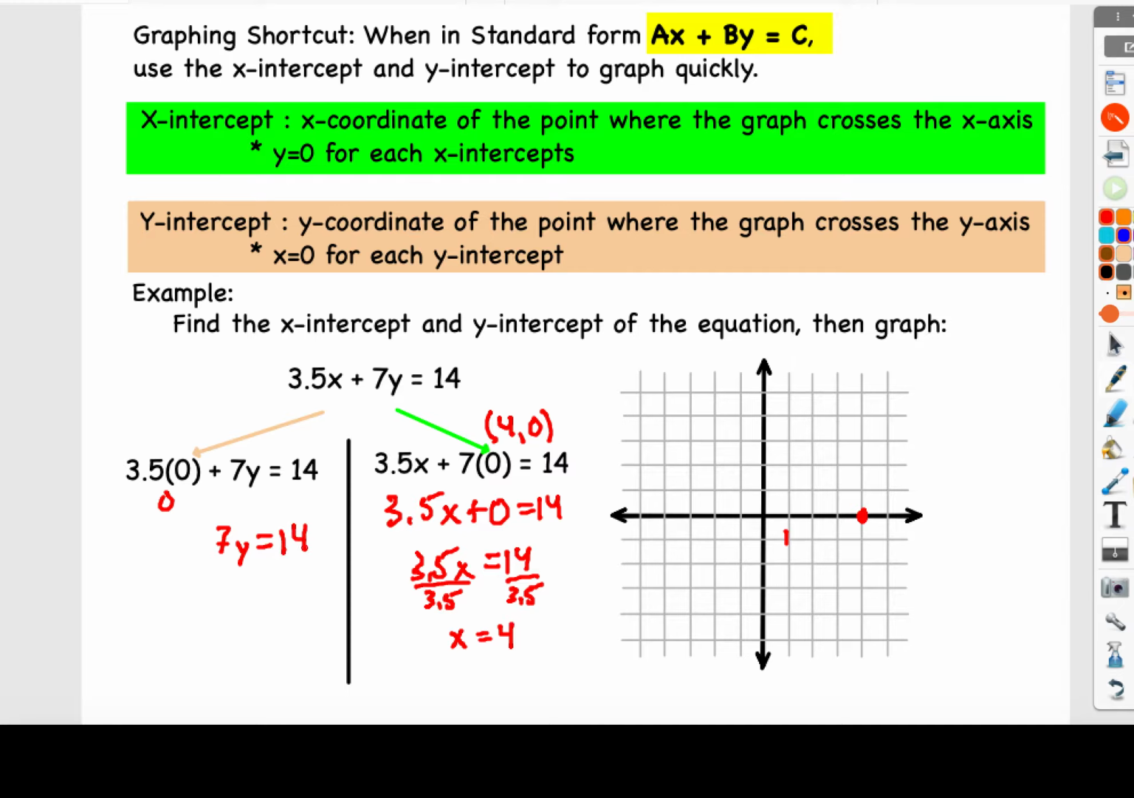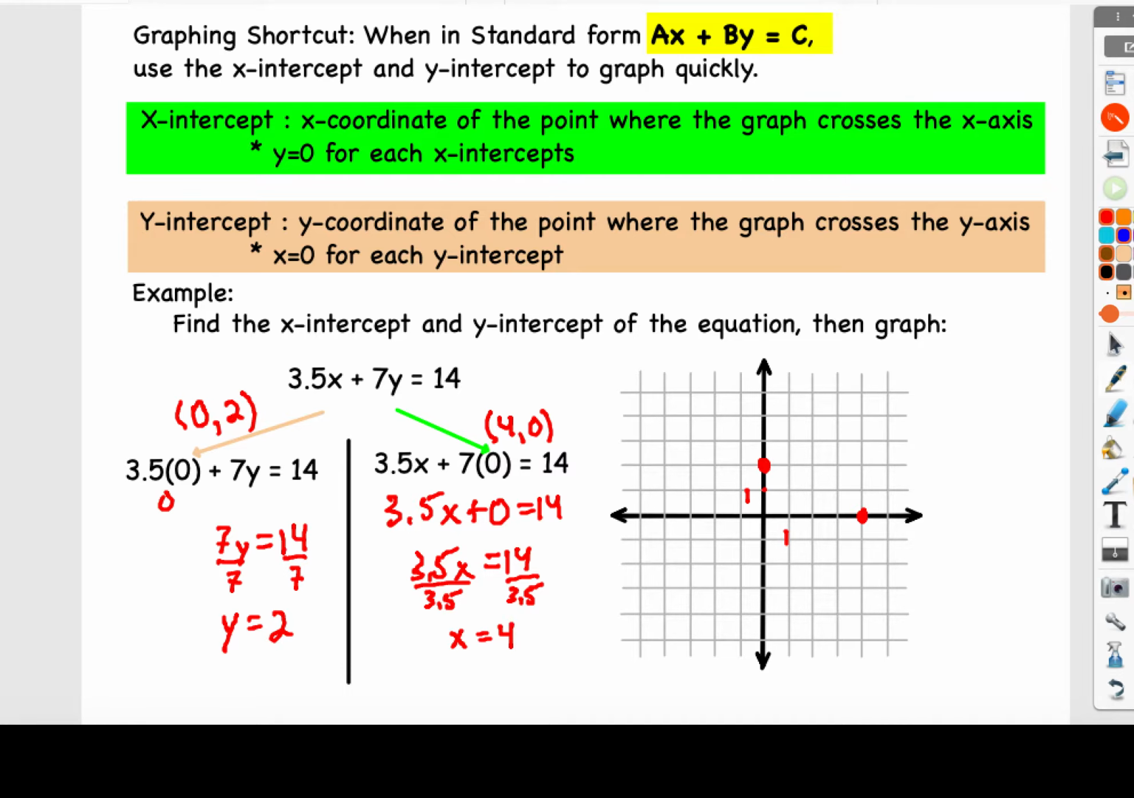So 7y equals 14, right? That first term disappeared. And now if I divide by 7 on both sides, 7 times y will cancel by dividing by 7. That leaves the y where it is. And 14 divided by 7 is 2. So our y-intercept, when x was 0, will be (0, 2). So, again, assuming I'm counting by ones, I'm going to plot 1, 2. I'm going to plot a point right there.